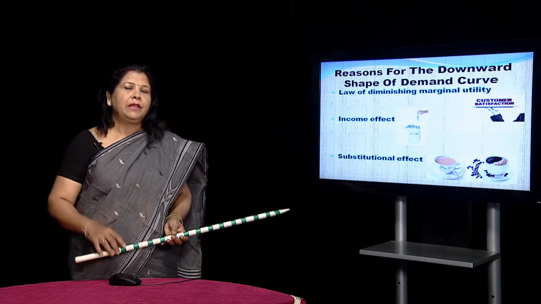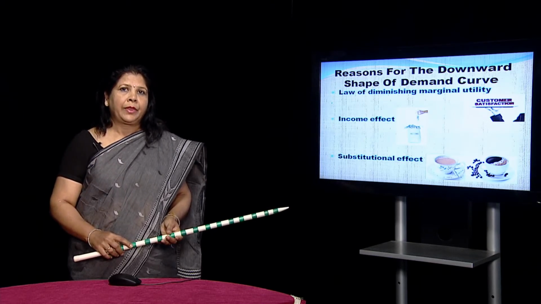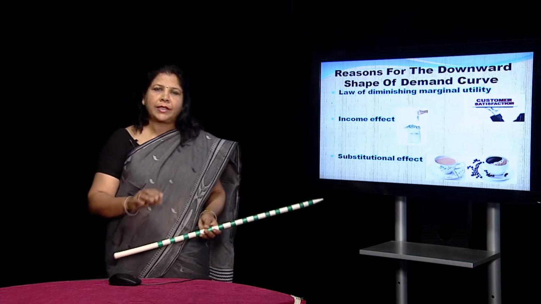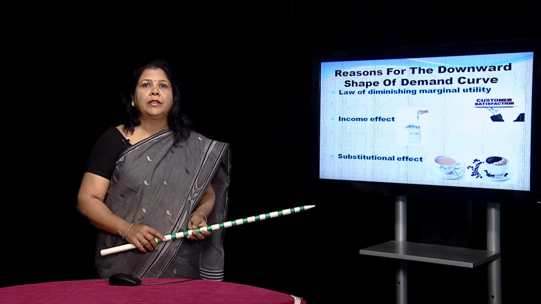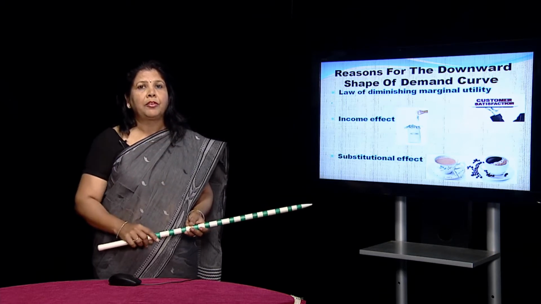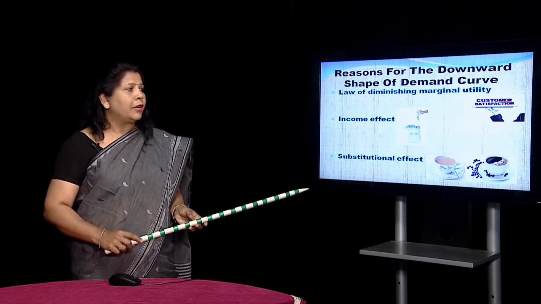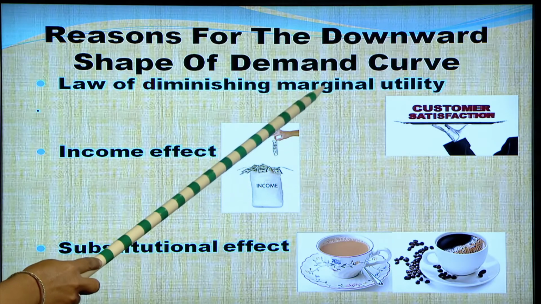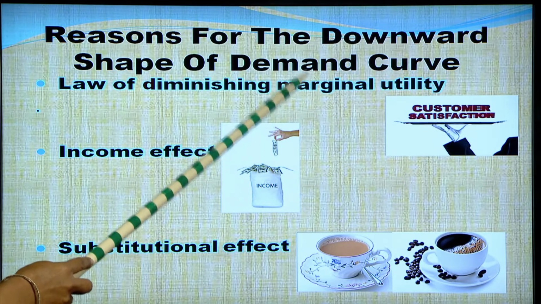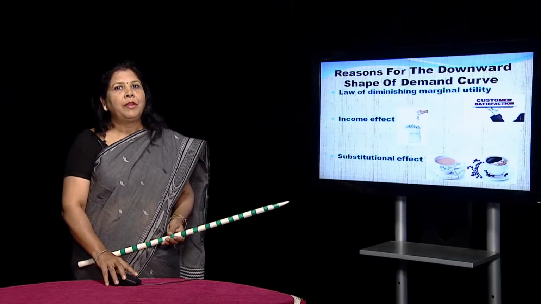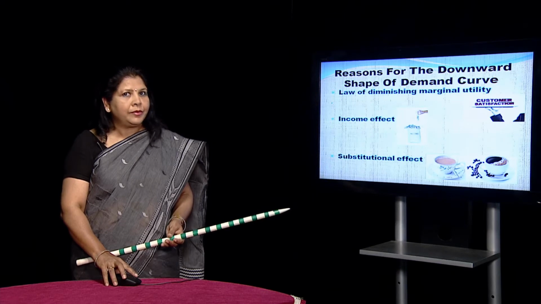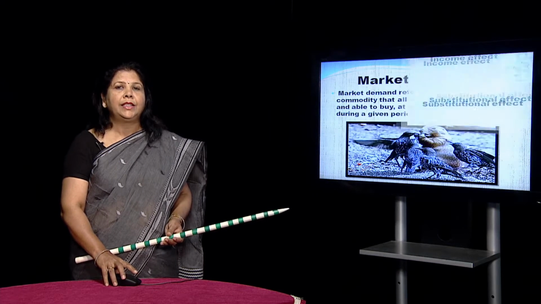Now, why does this inverse relationship arise? At this level, it is just sufficient for you all to know that the shape of the demand curve is downward sloping from left to right because of 3 explanations. First is the law of diminishing marginal utility, the income effect and the substitution effect. When we go to the next level of education, we shall discuss these in detail.